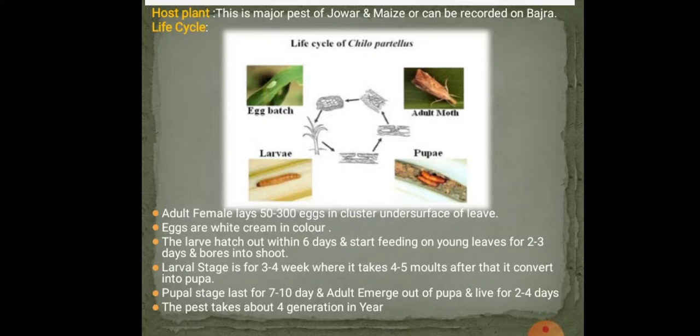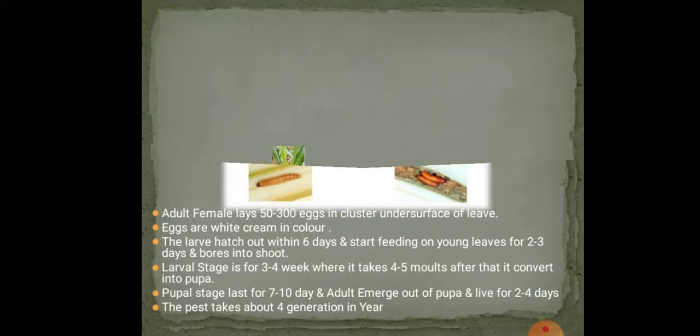The eggs are white cream in color. The larva hatches within 6 days and starts feeding on the young leaves for 2 to 3 days and bores into the shoot. The larval stage lasts for 3 to 4 weeks, during which it takes 4 to 5 molts. After that it converts into the pupa. The pupa is the inactive stage of this life cycle. It lasts for 7 to 10 days and then the adult emerges from the pupa and lives for 2 to 4 days. The pest takes about 4 generations in 1 year.